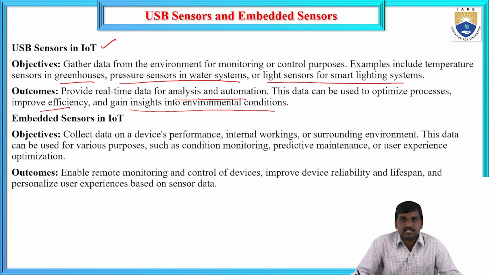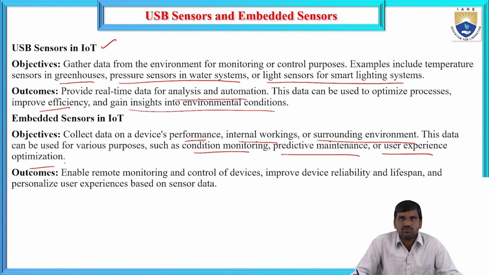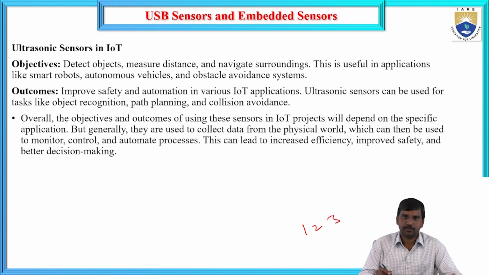Next one, embedded sensors in IoT. What is the main objective of embedded sensors in IoT? Collect data on a device's performance, internal working, or surrounding environment. This data can be used for various purposes such as condition monitoring, predictive maintenance, or user experience optimization. So these are the objectives of embedded sensors in IoT. Outcomes: enable 1, 2, 3.